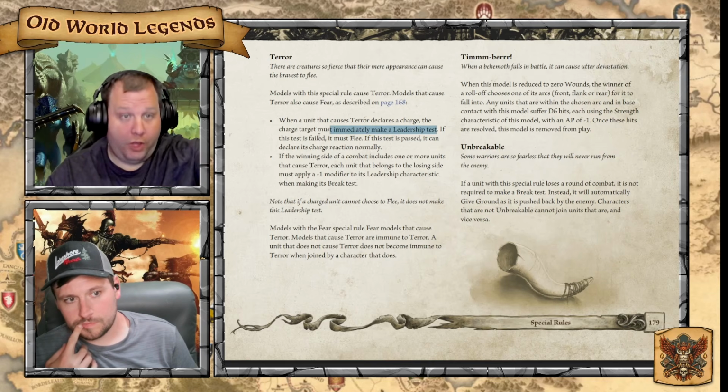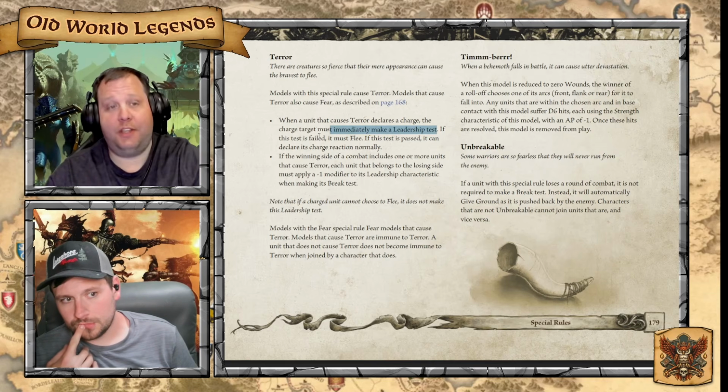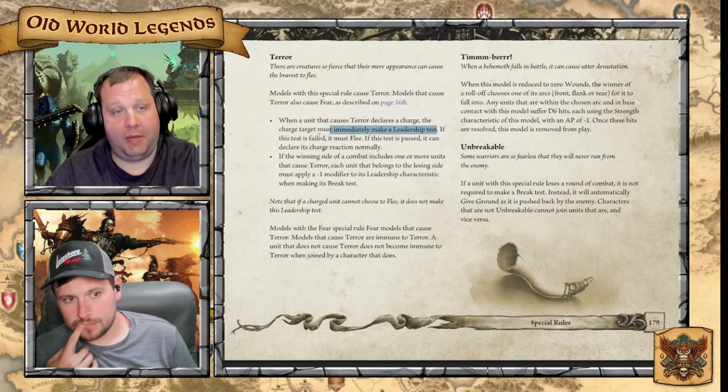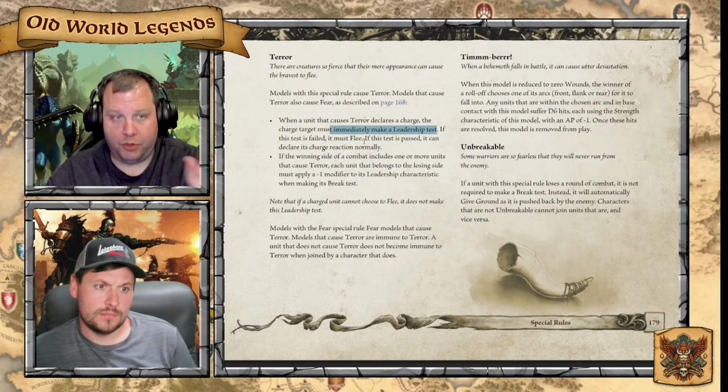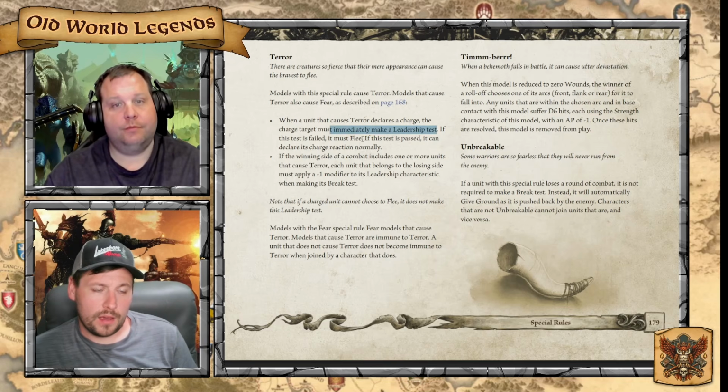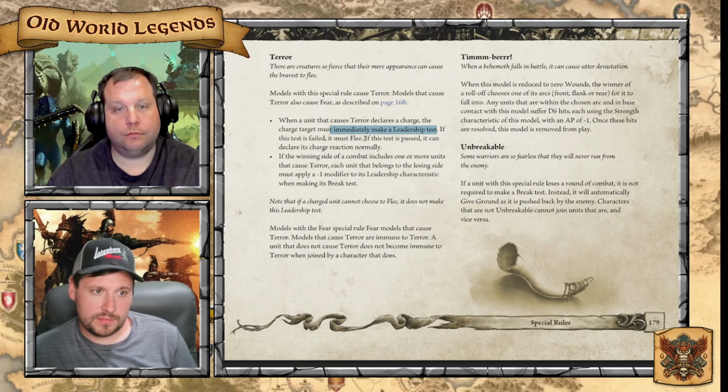And I get to know whether he's going to flee from that terror test, and then I can decide if I want to redirect or not. So it's an immediate test. When it says immediate, there are a few versions of this in the book, not a ton of them. This is one of them. You do it immediately. And you can do this with multiple terror units, so that's fine.